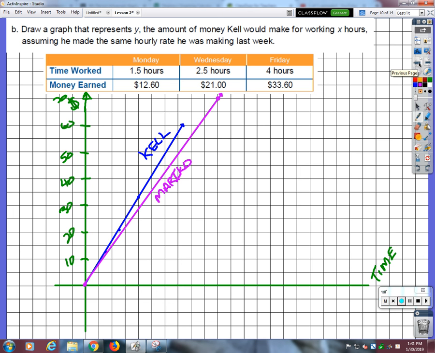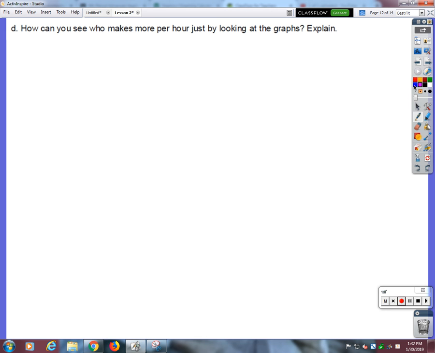Okay, how could we tell, just from looking at the beautiful graph that we have made, who makes more money per hour? Kel, how come? Because he's higher. Jeez, here we go again.